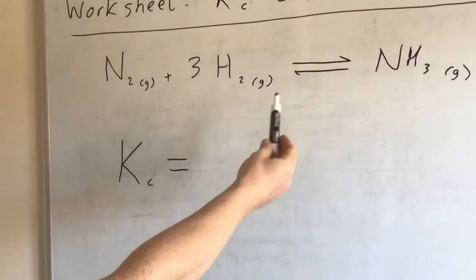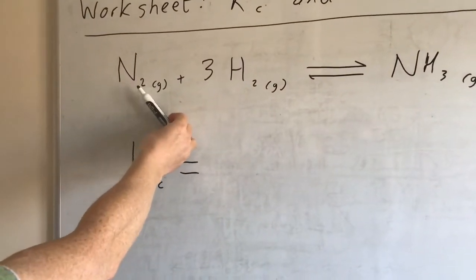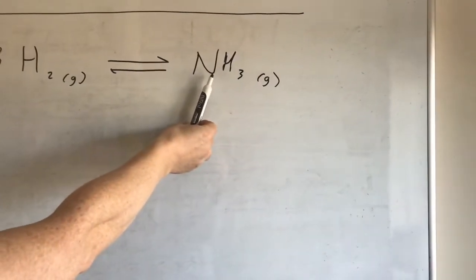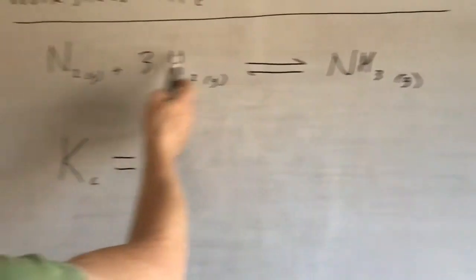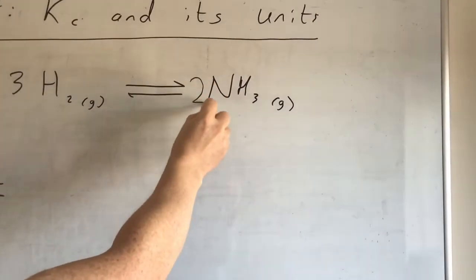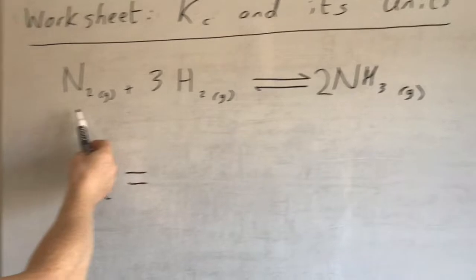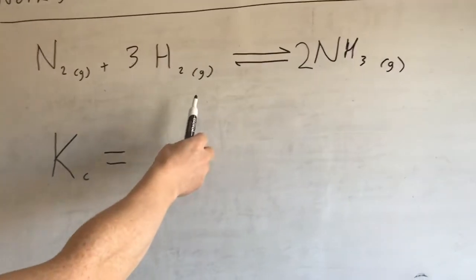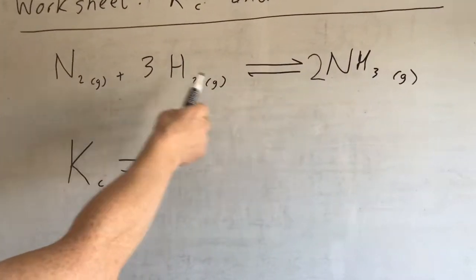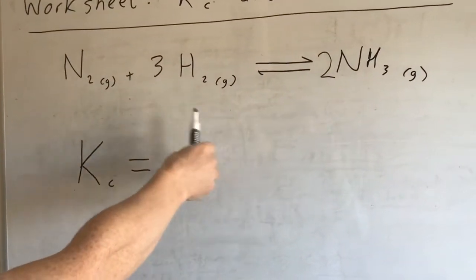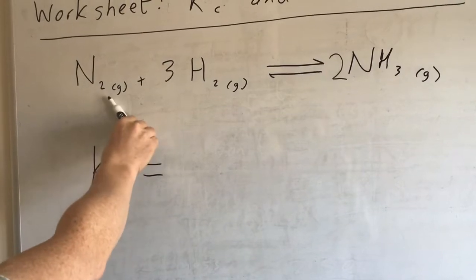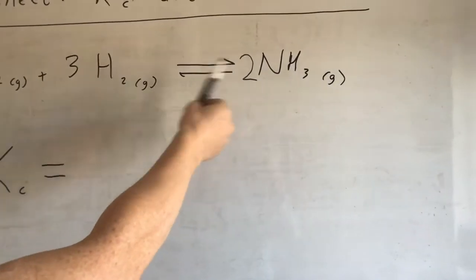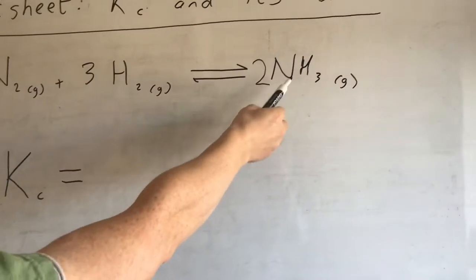So here we have an equation. This is the Haber process, where nitrogen reacts with hydrogen to produce ammonia. Now we're just going to balance it with a 2 there. Now it's balanced and everything is in the gas phase. But the question is, if I let this reaction reach equilibrium, at equilibrium I will have some nitrogen, I will have some hydrogen, I will have some ammonia, but how much? The ammonia is the one I want.